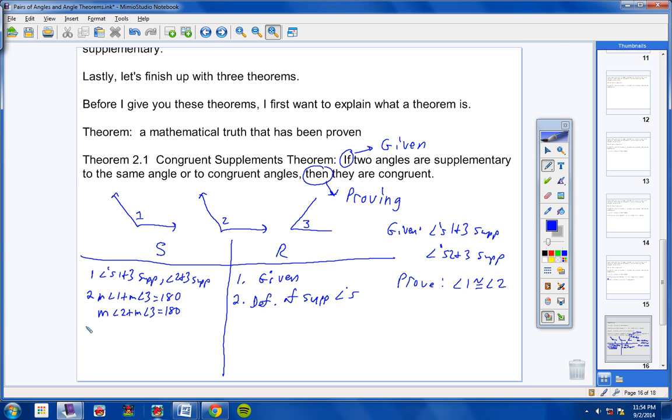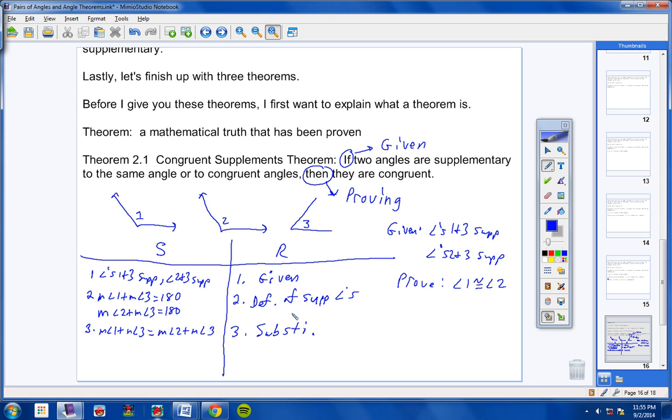Now I can use substitution. Watch this. If the measure of angle 2 plus 3 equals 180, then I can pick this up right here and put it in for 180 up here. Okay? If angle 2 plus angle 3 equals 180, then I can pick this up and put it in for 180 degrees. So now I have the measure of angle 1 plus the measure of angle 3 equals the measure of angle 2 plus the measure of angle 3. And what did I just do? I did substitution.